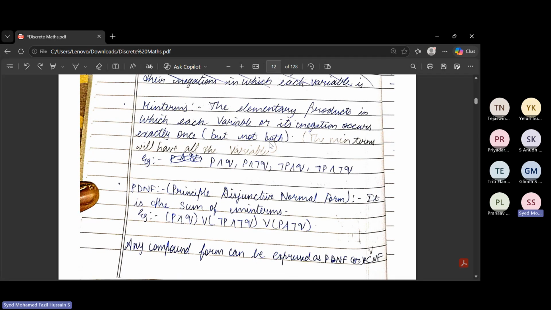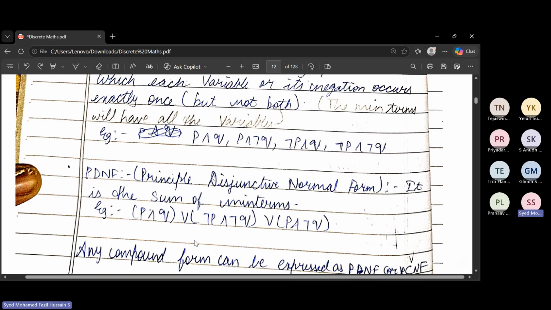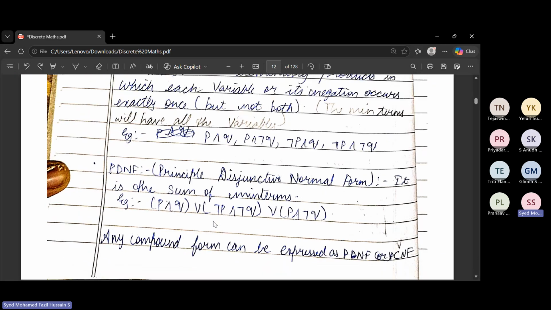So principal disjunctive normal form uses the minterms to disjunct. Here, as you can see, three terms are present: p and q, not p and not q, p and not q. These three are minterms, right? Because each of the variables occurs exactly once there. And we are oring, using the or to disjunct all these terms. So in principal disjunctive normal form, that is PDNF, we are using only minterms, not just the elementary products.